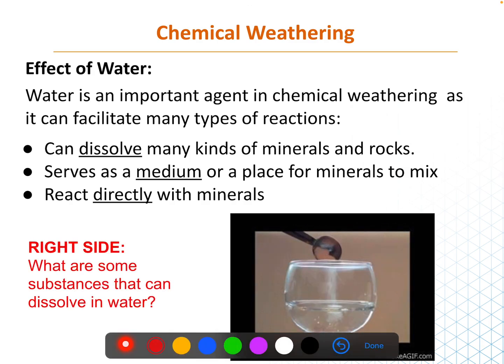So on the right side of your notes, we've already talked about sugar. That's the easy one that we've talked about together. So I want to see if you can come up with at least two substances that can dissolve in water. If you think about food or maybe drinks, I bet you can come up with something pretty quickly. So let's try to get two things on the right side of your notes of substances that can dissolve in water.